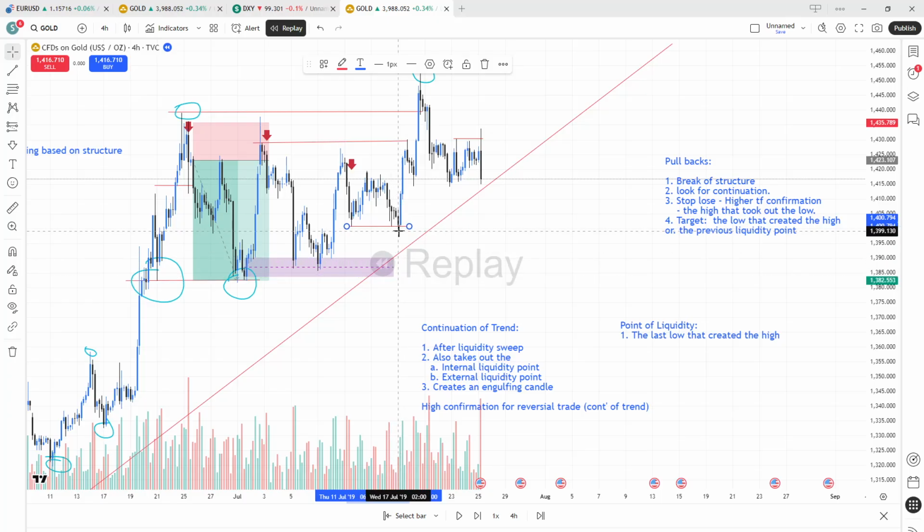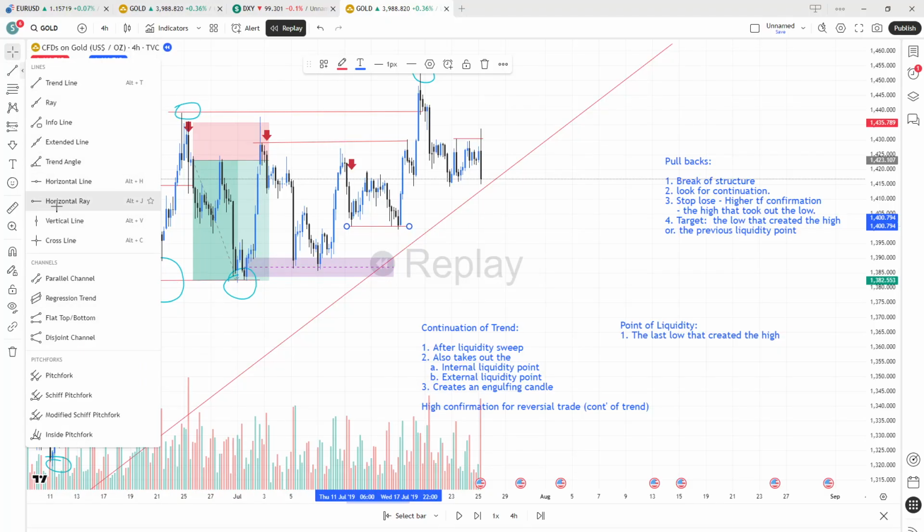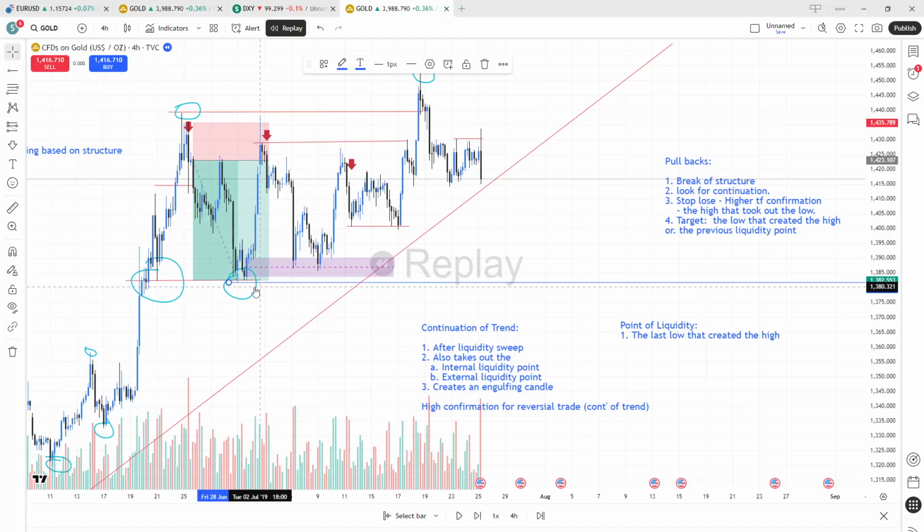So this is the sweep. Internal, external, sweep, internal, external, come back for that move. So just mind you, this was the sweep right here, internal and external. Sweep, I'm gonna write that down. Sweep, internal, external for that bullish move.